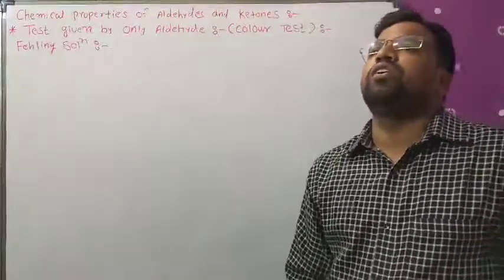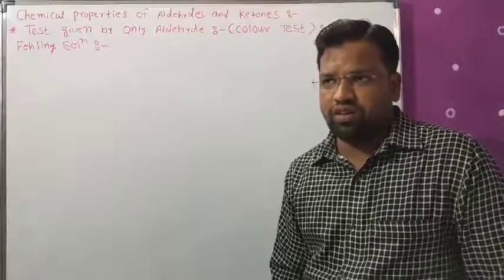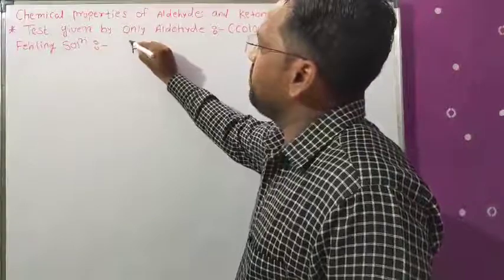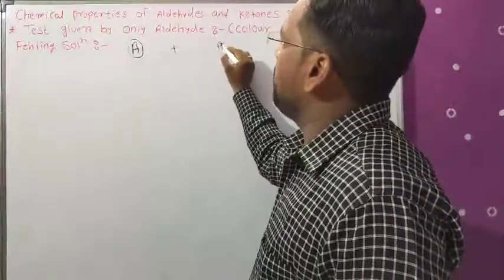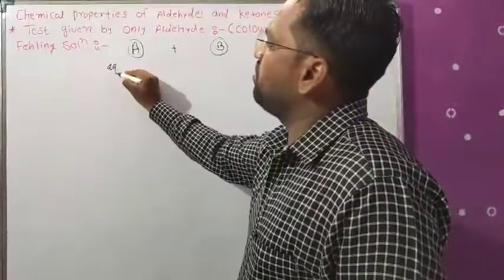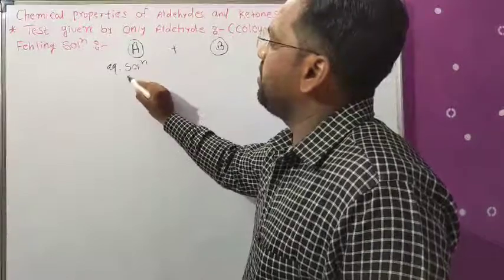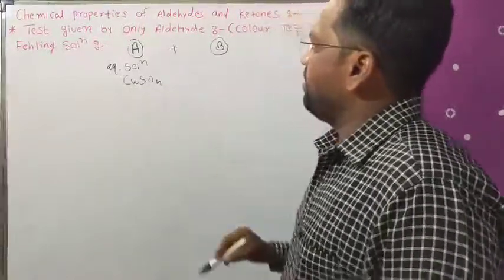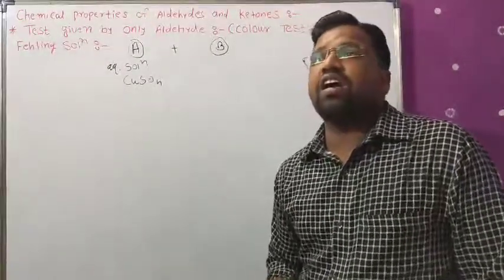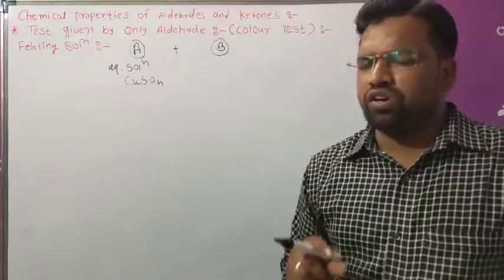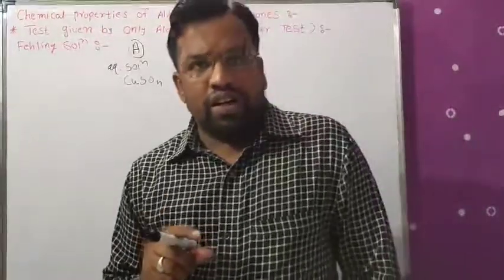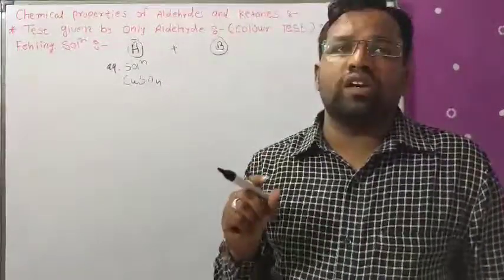Okay, now in this point we see the preparation of Fehling solution. Actually the Fehling solution is the mixture of solution A and solution B. Solution A consists of an aqueous solution of copper sulfate, that is CuSO4, and solution B is an alkaline, that is NaOH, alkaline solution of potassium sodium tartarate, which is also called Rochelle salt.